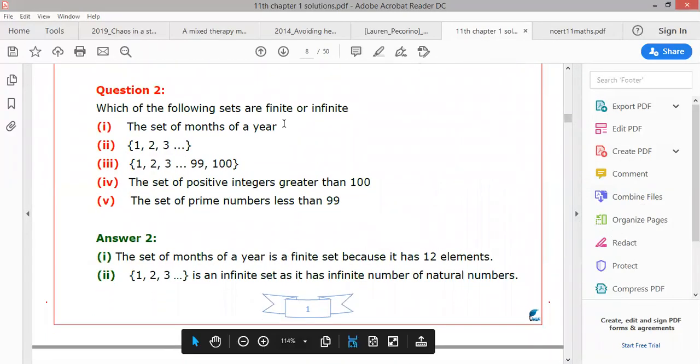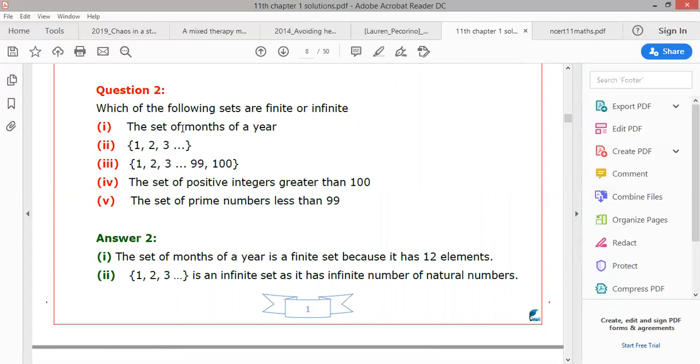Let's go to question number 2. Which of the following are finite or infinite sets? So the first part is the set of months of a year. Months of a year, you know, they are 12 in number and you can enlist them. It's a finite set.